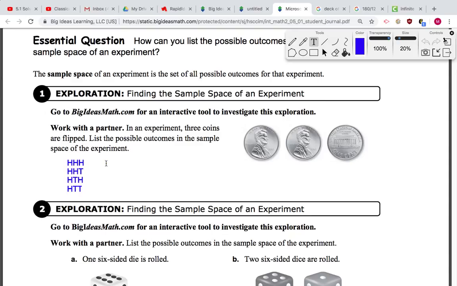And then let's swap to starting with the tails. We could have tail, tail, tail. We could have tail, tail, head. We could have tail, head, tail. And tail, head, head. So, list the possible outcomes. We've listed them all. There are 8 possible outcomes.